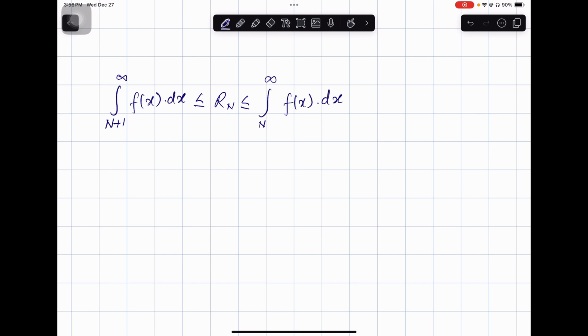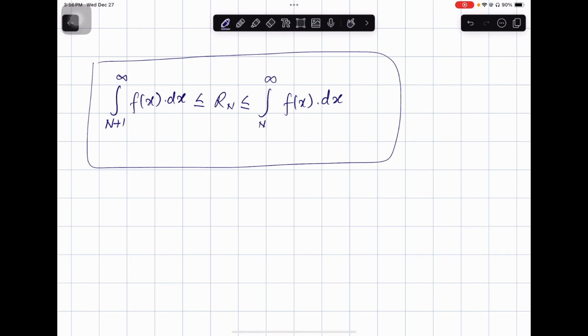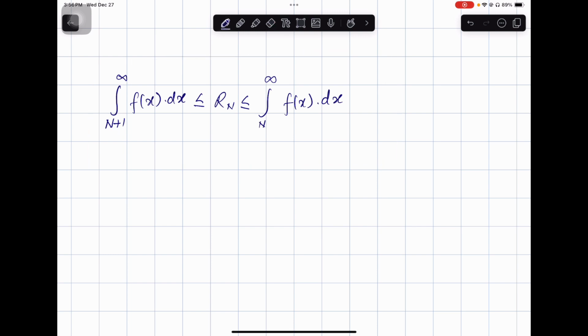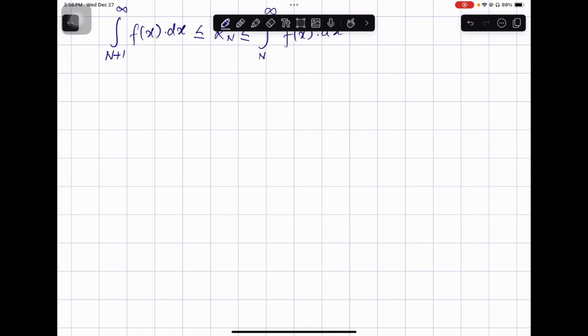This inequality is something I've seen a lot of people trip over and find confusing, because the bounds for the integral are different in this case. There's n plus 1 over here, n over here, and people are often confused as to how this happened. So let me show you how we derive this.